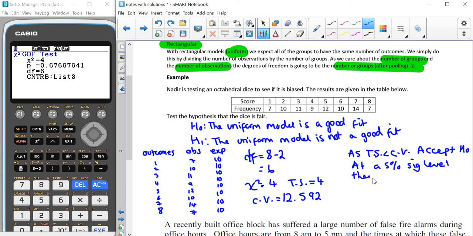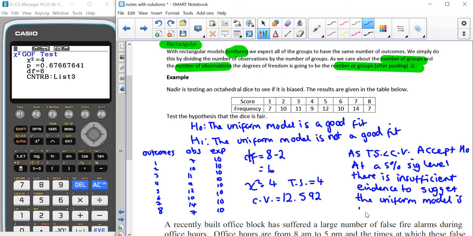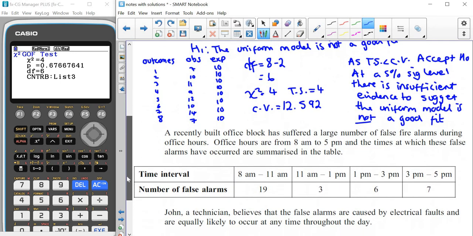There is insufficient evidence to suggest the uniform model is not a good fit. Now, the difference between that and a rectangular model.